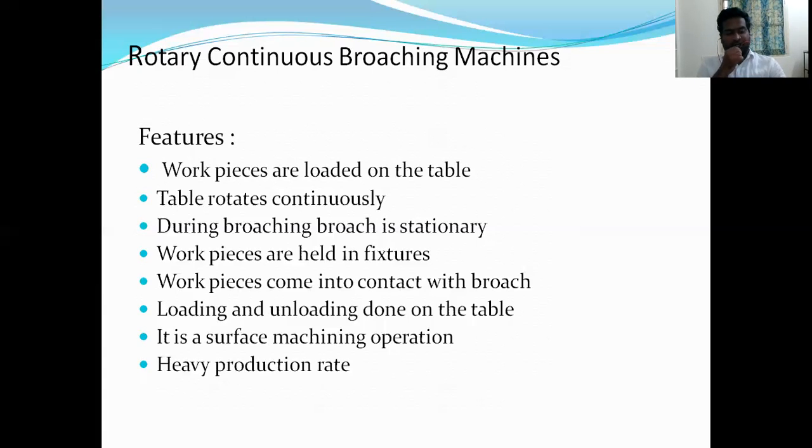The heavy production rate is achieved by these rotary continuous broaching machines. Workpieces are held or loaded on the table, right? So the table rotates continuously.